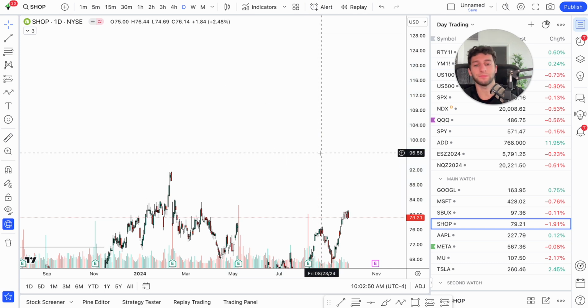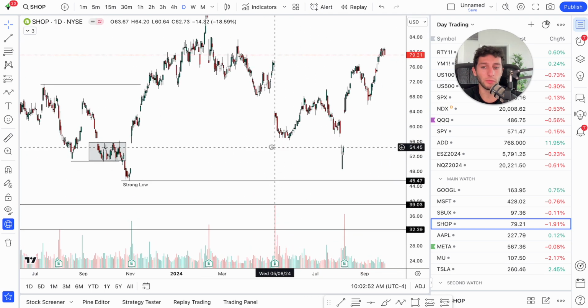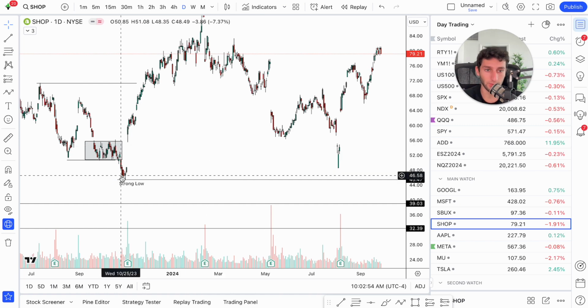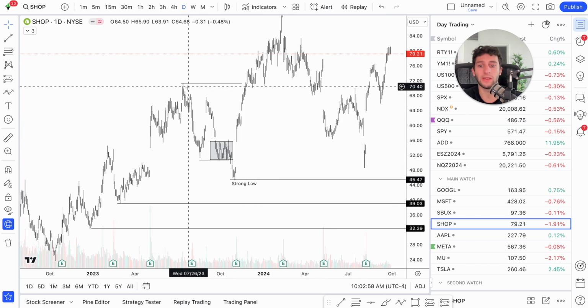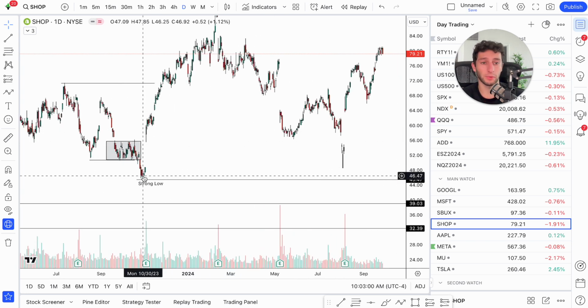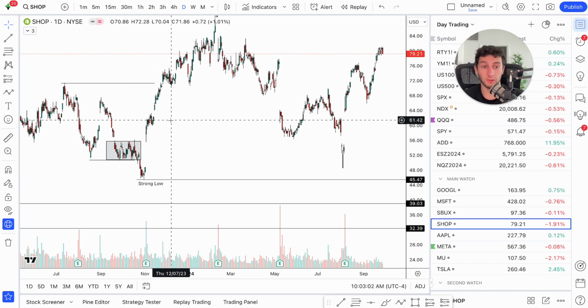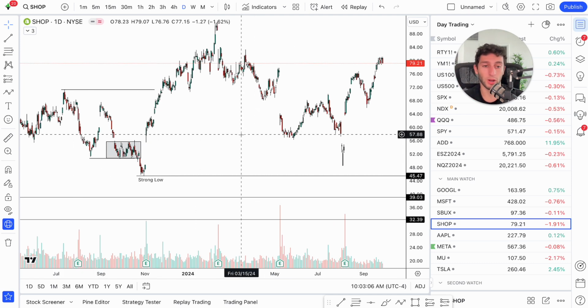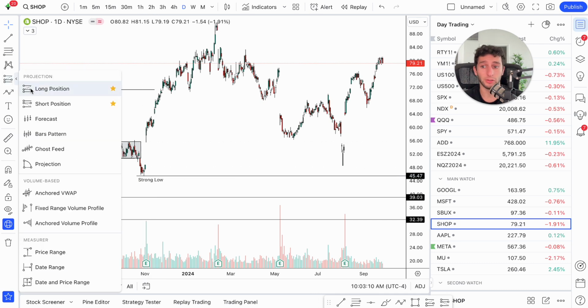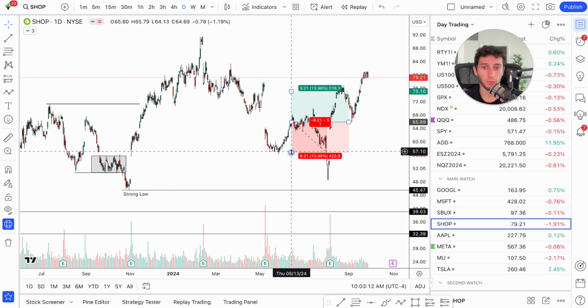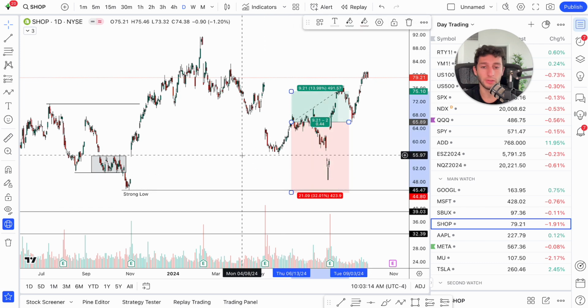Now, the reason I don't want to be looking to short this move is, again, this is our strong low. Buyers are in control. This is the last move that buyers were able to take out this high. So until price breaks this low, we are bullish, which means two things. One, if we're in an uptrend, we do not expect price to break strong lows, which means that's a very logical place to put a stop loss. So you want to put your stop loss below strong lows.